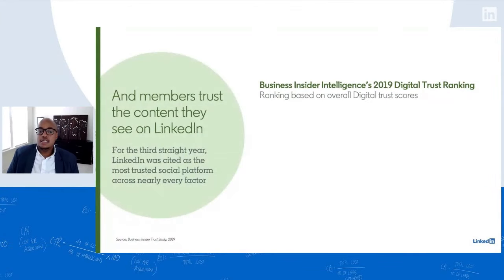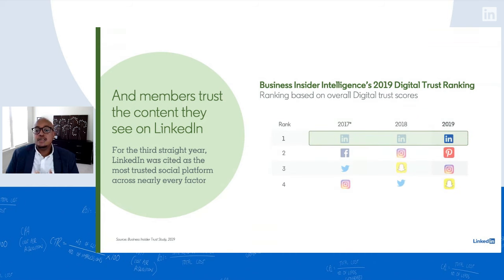Moving on to the next slide. Members trust the content they're seeing on LinkedIn. And I bring this up in almost every presentation that I have, in that for 3 years running now, LinkedIn is ranked at the top and cited as the most trusted social platform in nearly every factor. This is Business Insider's intelligence ranking survey. But again, that trust is not just something that we get to leverage as a brand. It's something that someone who is advertising or publishing content on LinkedIn gets to utilize as well. We see anecdotally that when a brand's first interaction with a customer happens on LinkedIn, there's an inherent level of trust because of the platform that you might not have on other platforms.